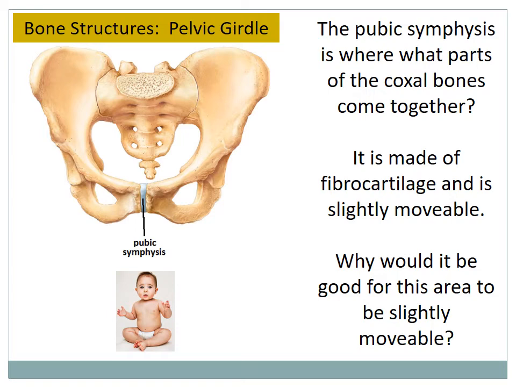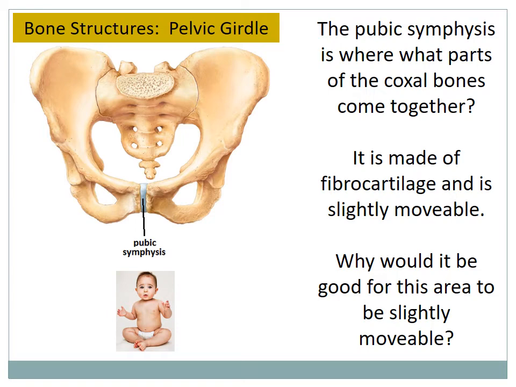Yeah, it's where the pubis comes together, right? The two pubis come together where the pubic symphysis is. So looking there, we see a pubic symphysis. The pubic symphysis is made of fibrocartilage and is slightly movable.